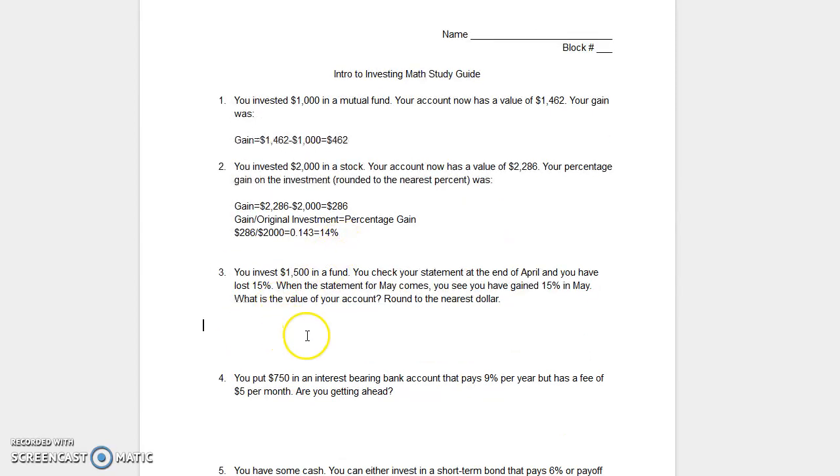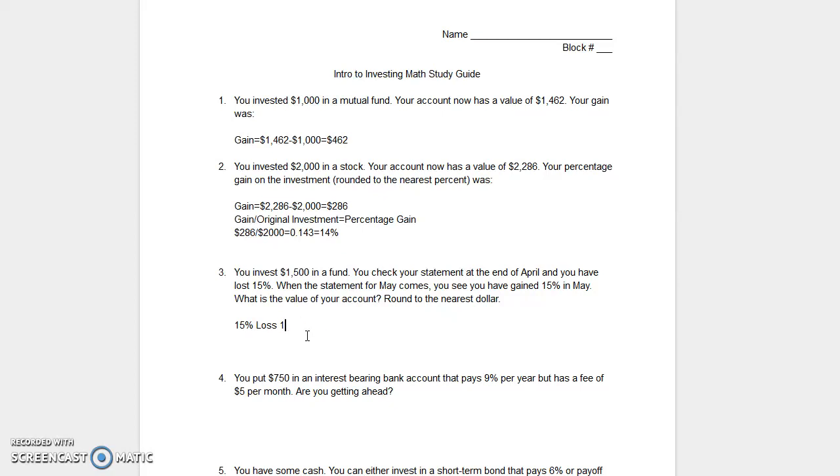And we're going to look at our investment not only over 1 month, but over 2. So let's begin by reading: you invest $1,500 in a fund. You check your statement at the end of April and you have lost 15%. When the statement for May comes, you see you've gained 15% in May. What is the value of your account? Now don't be fooled here because a lot of people would say a 15% loss and then a 15% gain would be the exact same amount, which it is not.